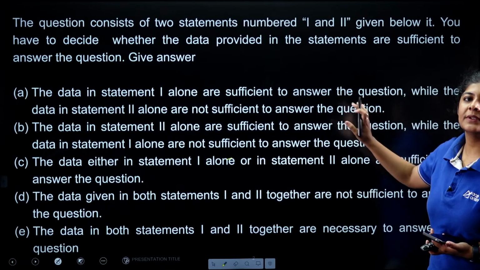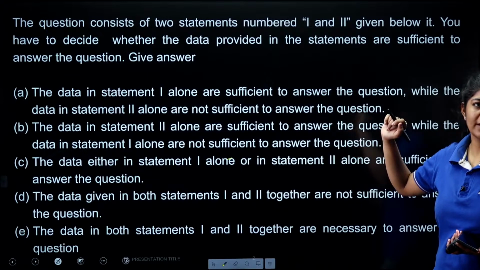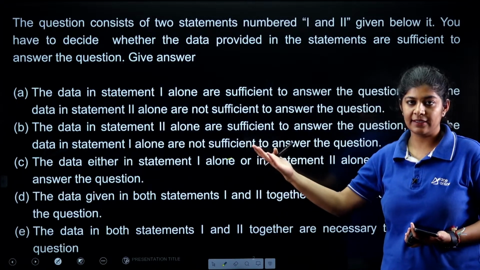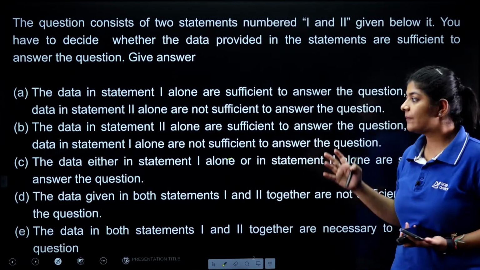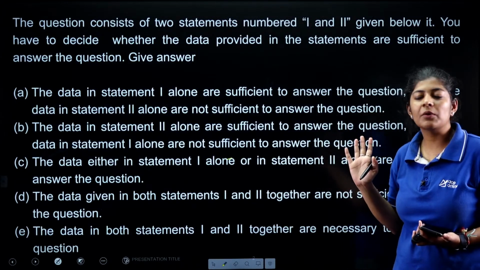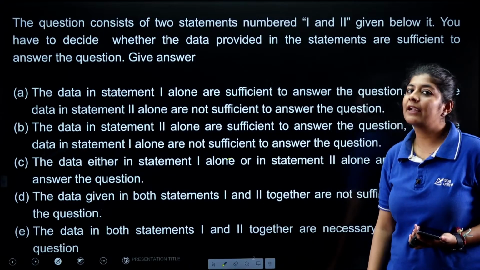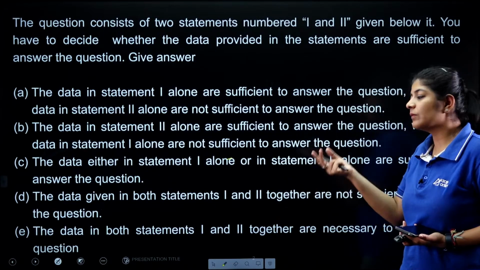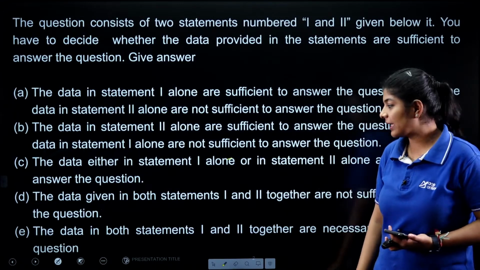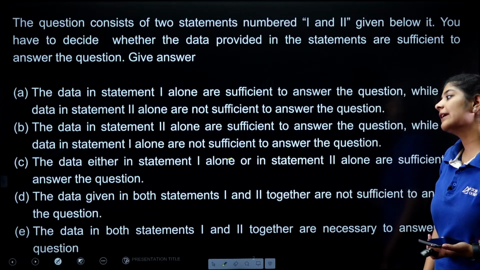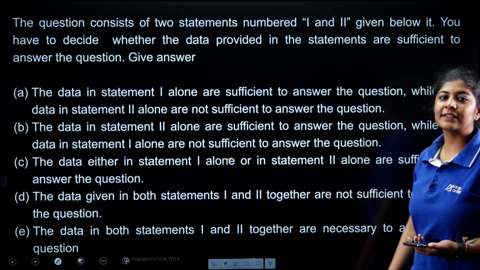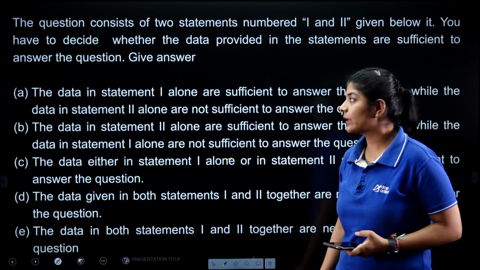The first option says that only statement 1 is sufficient to answer the question, not the second. B says that only statement 2 can answer the question, not the first. The third says that either of the two statements can easily answer the question. Option D says that even after merging both statements together, we are not able to get the answer. And option E says that the data in both statements is required to give the answer, right? So let's start discussing what questions we have and what their answers are.